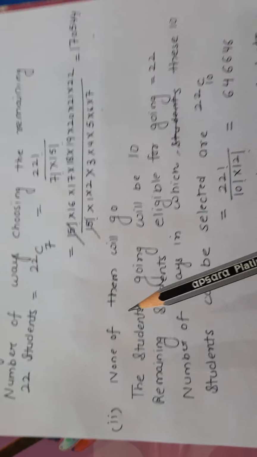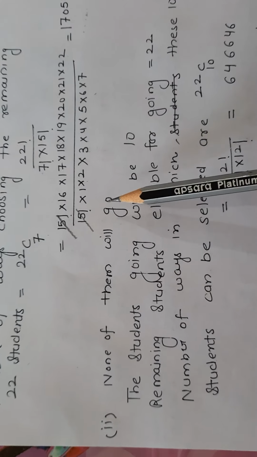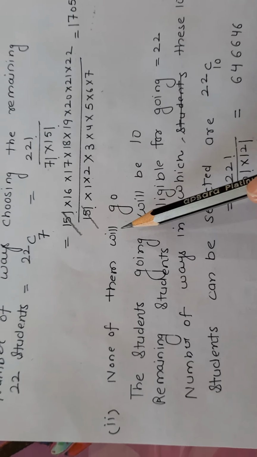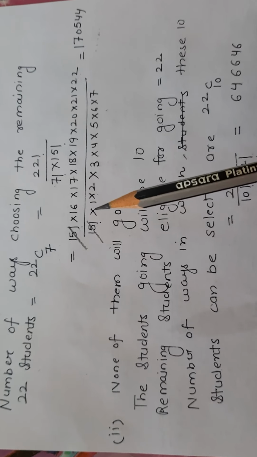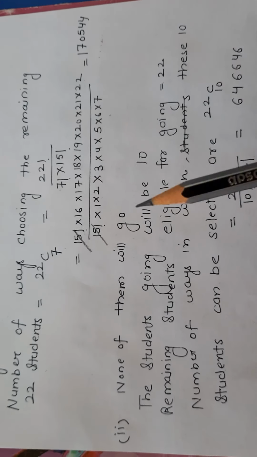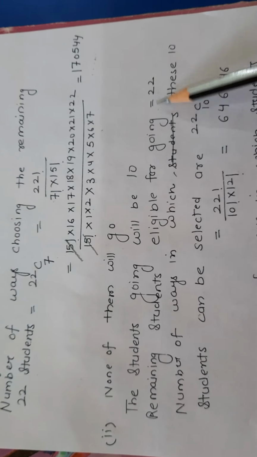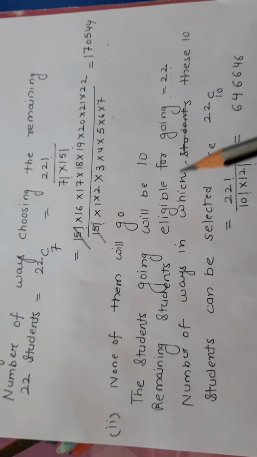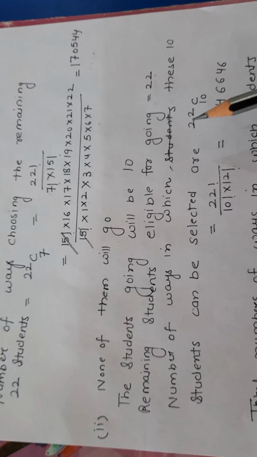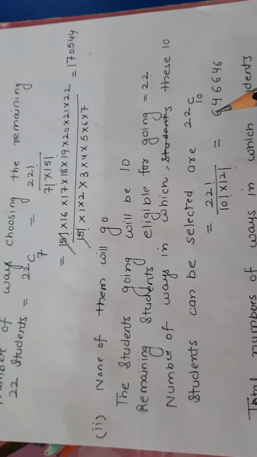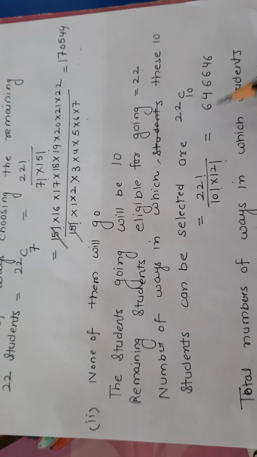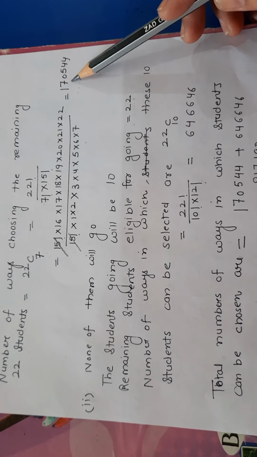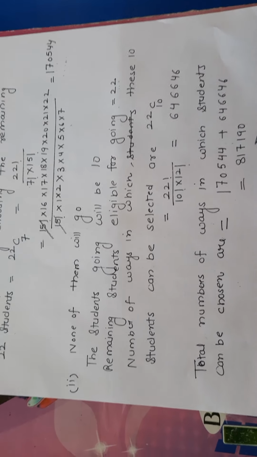Or the second part is none of them will go. That means the number of students going will be 10, as those 3 students will not join the excursion party. So from the remaining 22 students, you have to now select 10 students. So the number of ways is 22C10. Apply the formula and just do the simplification. So the total ways are, add these two. So this is your answer.